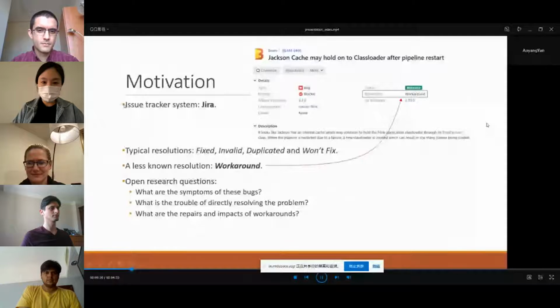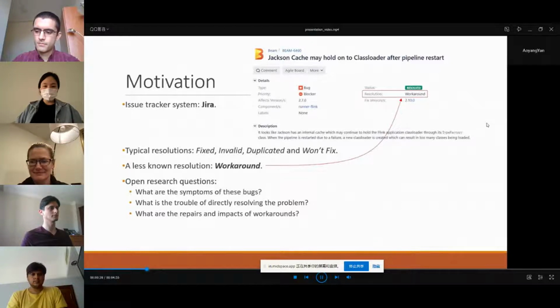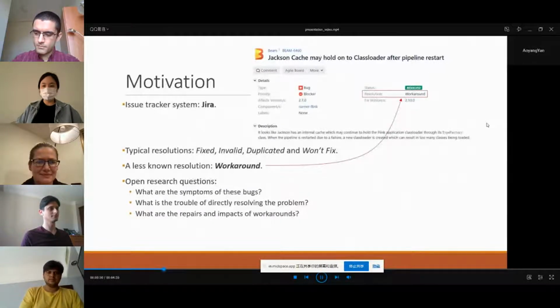The typical resolutions of issues are fixed, invalid, duplicated, and won't fix. These resolutions have clear definitions. However, a less known resolution is workaround. Since the definition of workaround is vague, when most prior studies introduce the workflow of issue trackers, they don't mention workarounds at all. Many research questions on workarounds are still open.